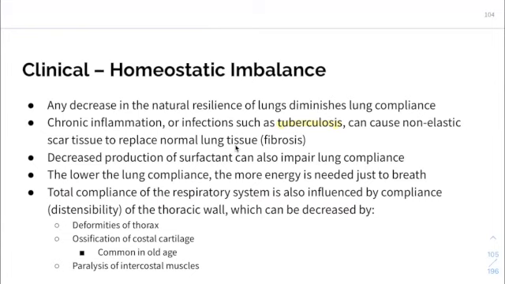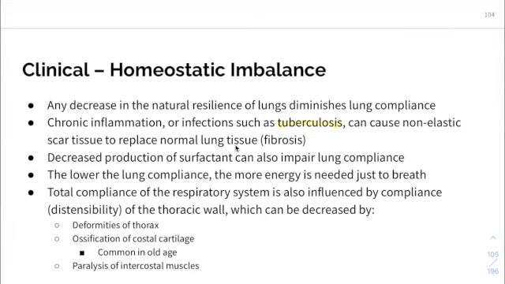Here's an example for you. If you think of balloons, a very thin balloon is very easy to blow up, so it has very high compliance. But those really thick balloons are really hard to blow up, so it has a decreased compliance.